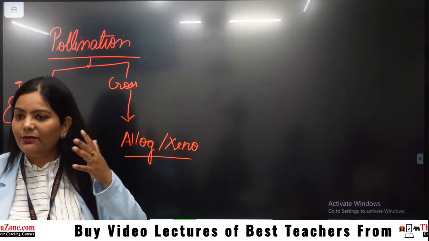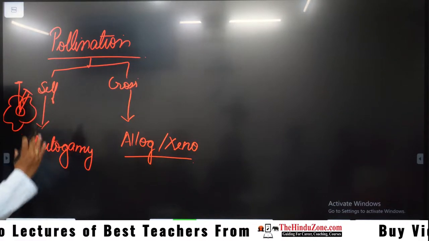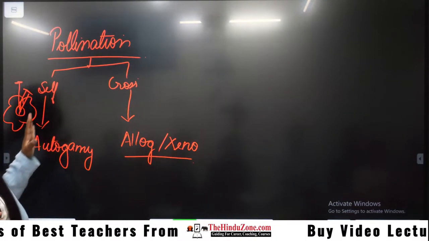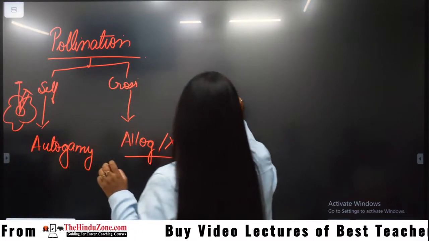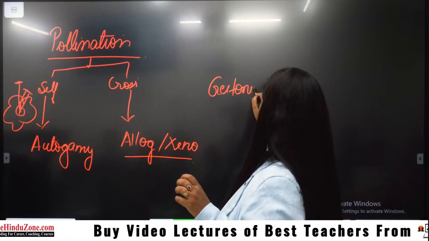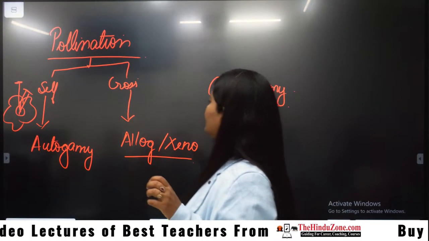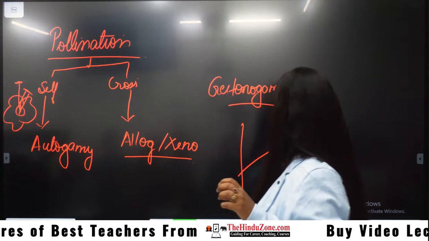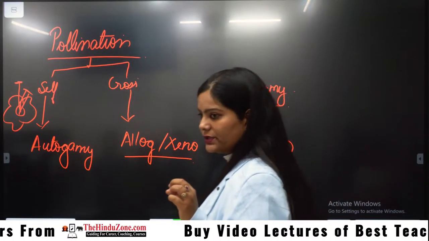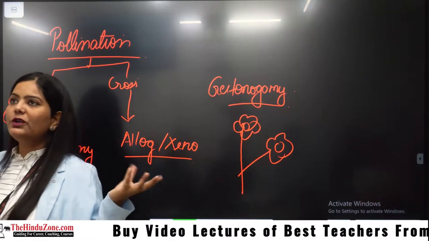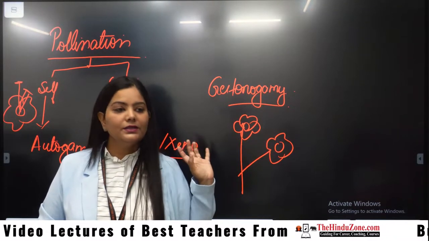Like papaya, where male and female plants are there. But there is one more thing which is genetically autogamy but technically allogamy or xenogamy. This is termed geitonogamy. Geitonogamy means neighbor's marriage. Here the flowers are on the same plant but two different flowers are used, right? So a type of cross-pollination it is. But if you see the genes, the genes of them are the same only.